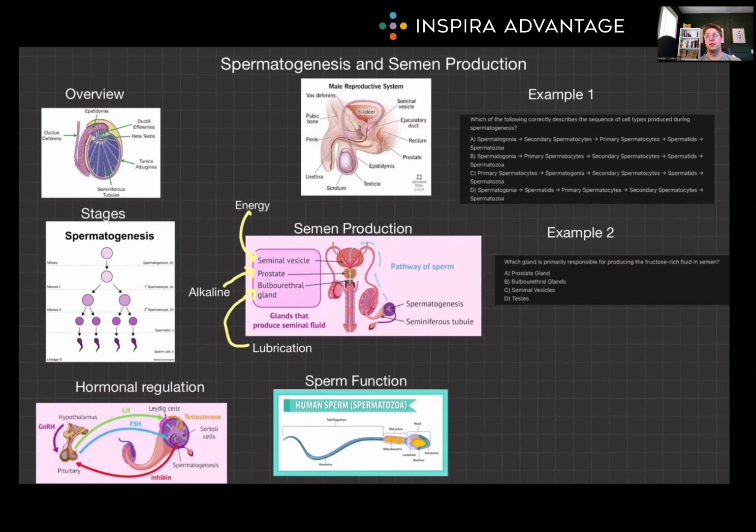Understanding spermatogenesis and semen production is absolutely key to grasping the fundamentals of male reproductive biology. These processes involve complex stages of cell division and hormonal regulation, culminating in the production of sperm and semen. This knowledge is essential for your MCAT success on the biochem section specifically. You can expect to see 2 to 3 questions on this topic, sometimes even more.